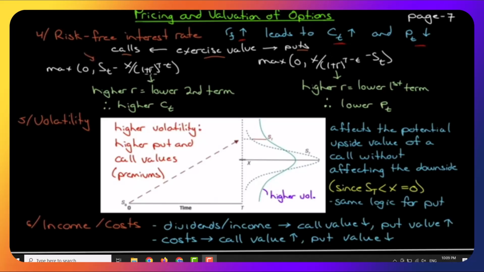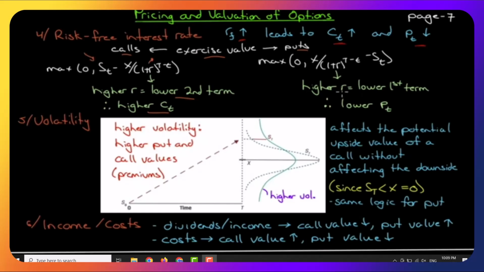Notice that if we have a higher R over here, we'll have a lower second term, because if you have a higher R, you'll have a higher denominator. X is fixed, which means the second term gets lower. Since it's ST minus a lower second term, you will have a higher call value. As R increases, the distance between these two increases, and the value of the call increases.